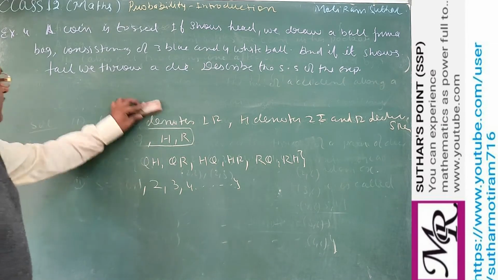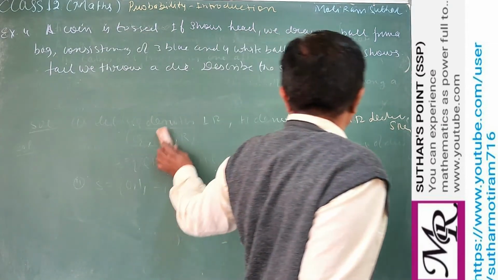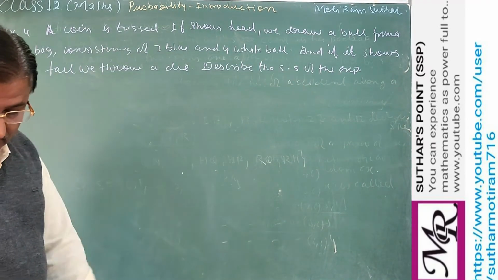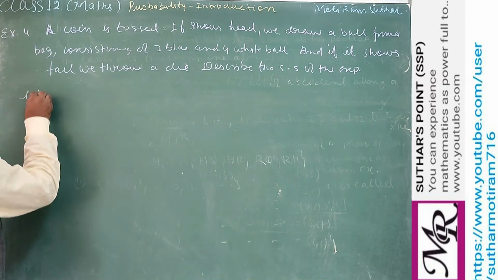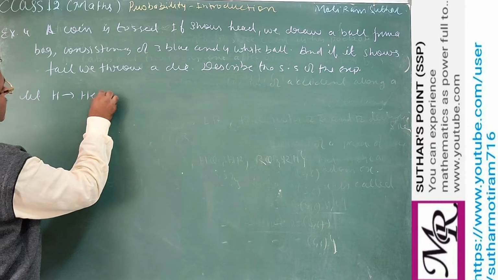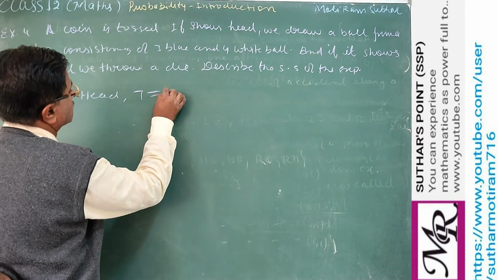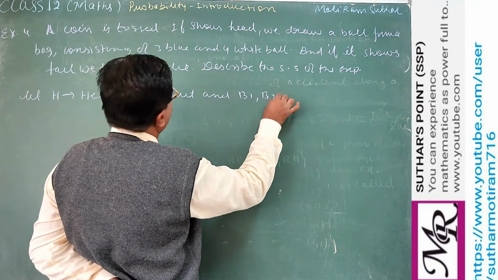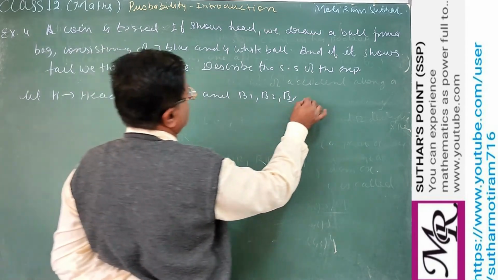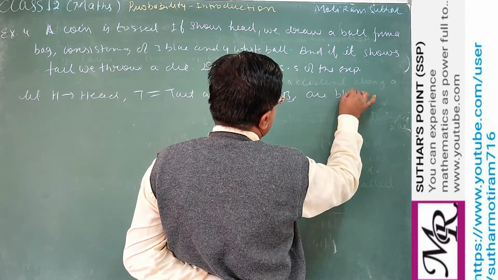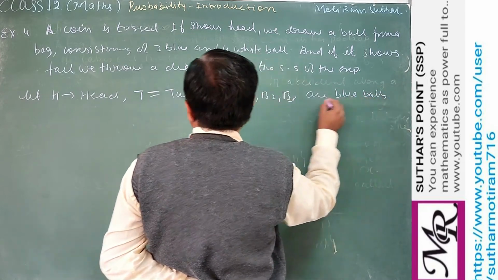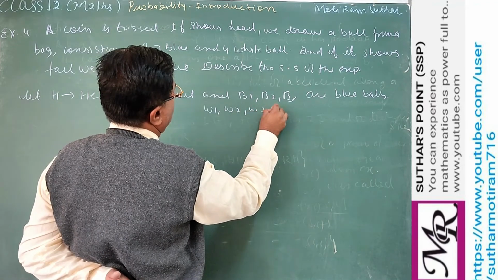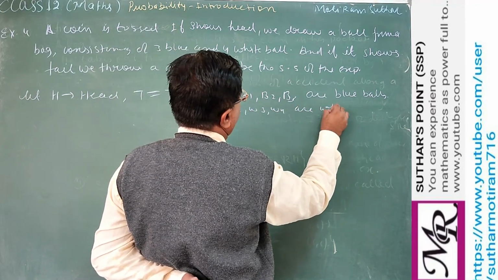So very easy. Suppose we are throwing a coin. You can say it may be H or T, where H denotes head and T denotes tail. B1, B2, B3 are the 3 blue balls, and W1, W2, W3 and W4 are the 4 white balls.